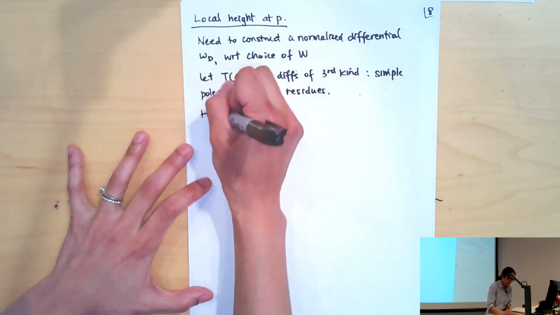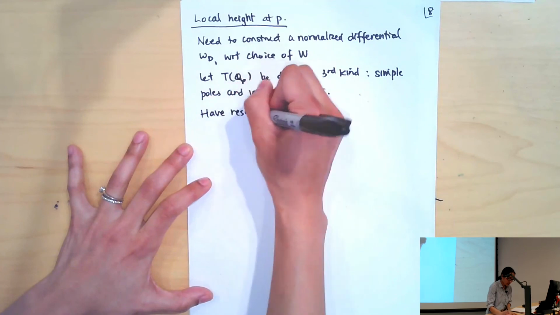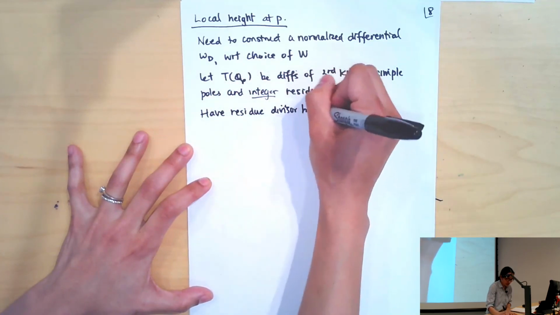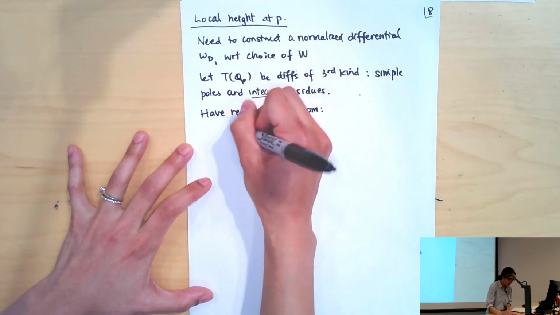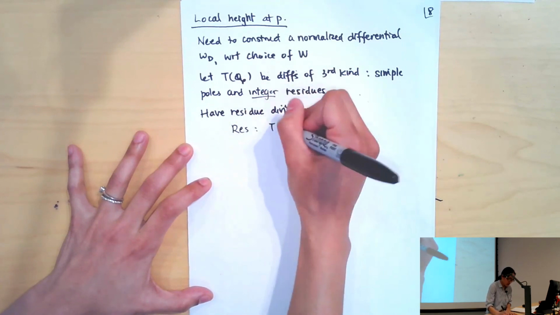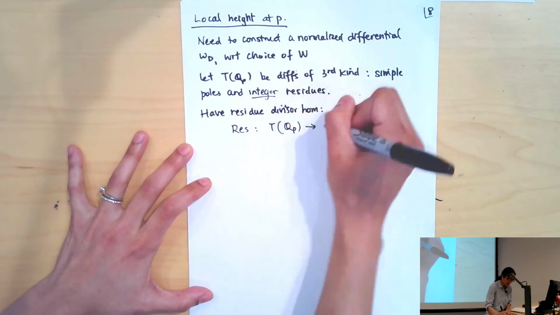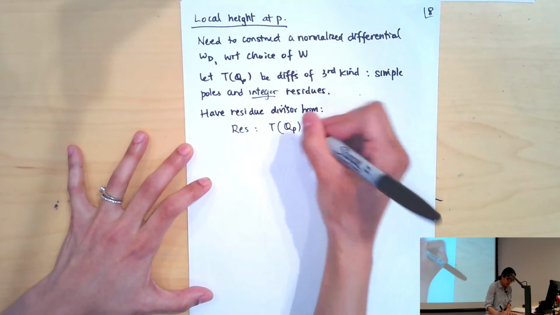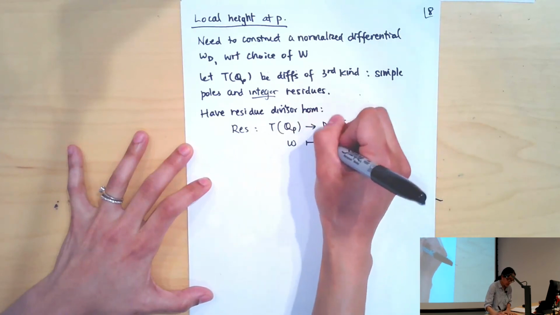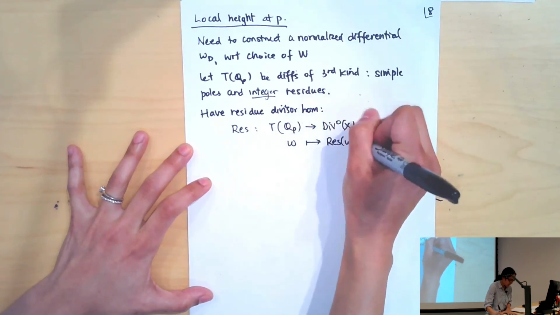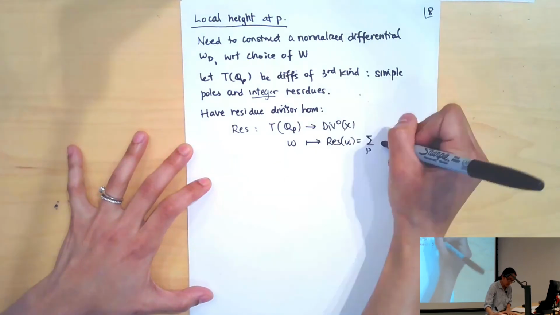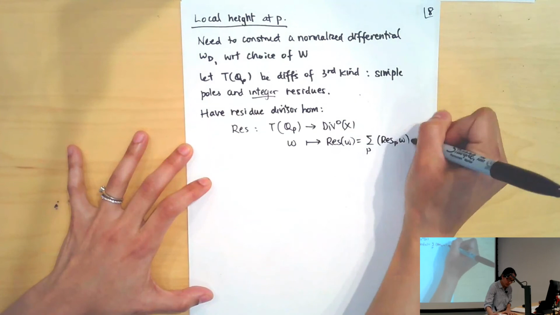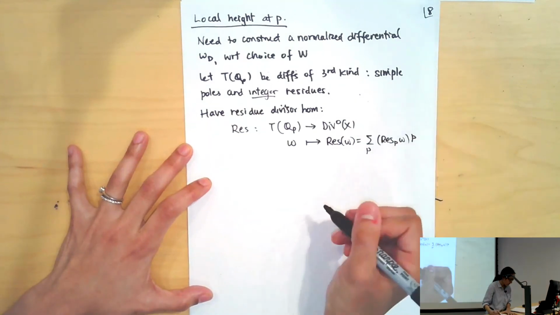We have the residue divisor homomorphism. So we take one of these differentials of the third kind and we get back its residue divisor. So if I have some omega, this is a sum for all points, the various residues, and then I weight by the point.